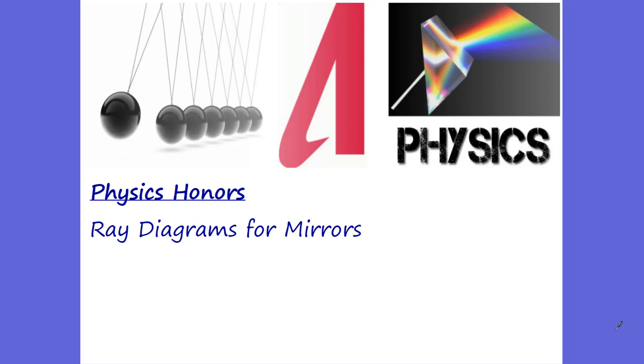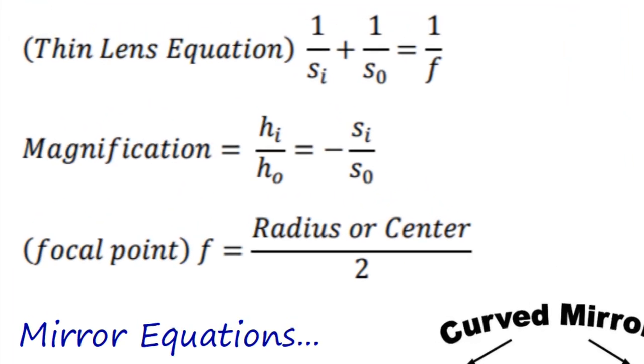Hey, this is Mr. 8 and this is Physics Honors, and we're going to be doing ray diagrams for mirrors. Before, we did ray diagrams for lenses, but now we're going to do ray diagrams for mirrors. Which means we're going to figure out what happens when you look in a mirror. How is this going to be taking a look with light?